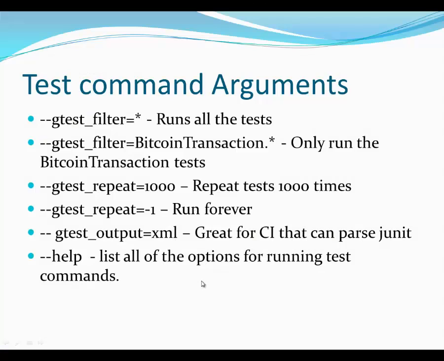Here are some of those options that you can use. There's a filter command that lets you run only certain tests, like gtest_filter star will run all the tests, but what if I only want to run the Bitcoin transaction test? Because I have test case names, dot, and then test names, I can easily run all the Bitcoin transaction tests. So that naming convention that we talked about in the last video becomes important here.